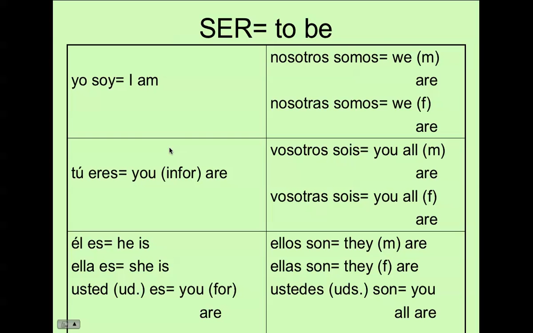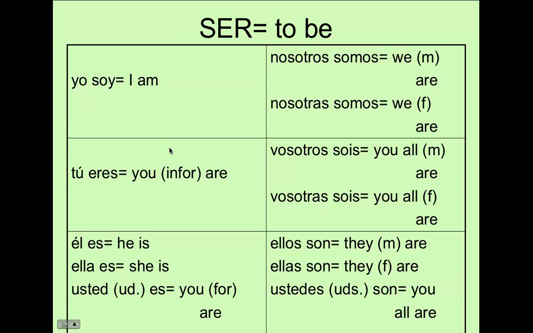For nosotros and nosotras, we use somos. It doesn't matter if I'm using nosotros or nosotras, it's still somos. For vosotros and vosotras, again, remember this is only used in Spain, but I would use sois. Vosotros sois. And it's the same even though vosotros and vosotras are different.